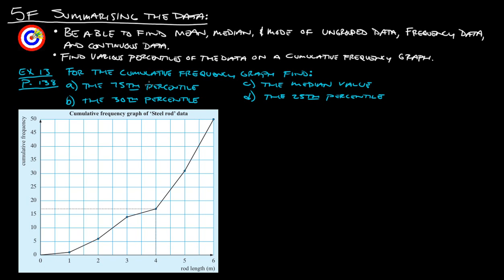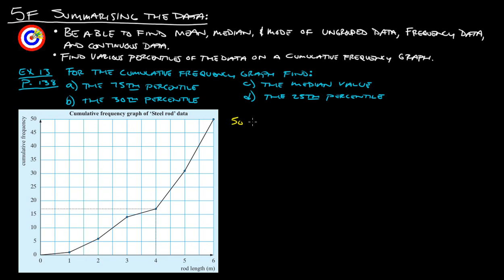The key here is that it's cumulative. Cumulative means you keep adding up as you go along. So right up here, the cumulative frequency means that all of the rod lengths are 6 meters or less. So 100% of the rod lengths are between 0 and 6. So 100% of the data is all within here.